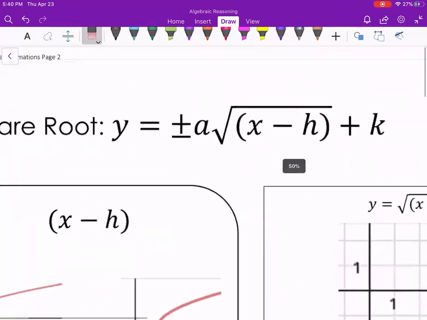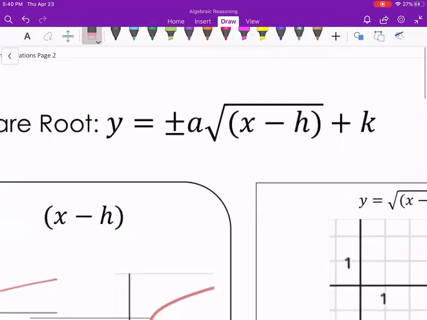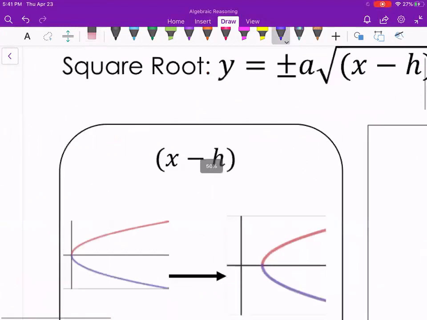All right, so this time we have a little bit different kind of formula. But like before, your original parent function is still there. We still have y equals the square root of x. So your original parent function is still there. But again, what we're going to focus on is just the inside of those parentheses, the x minus h. So let's see what happens here.